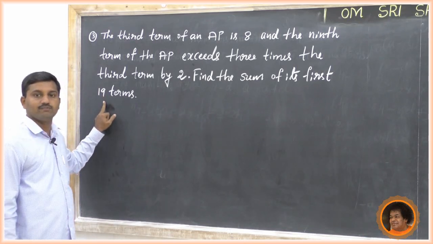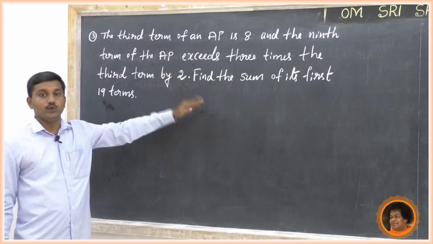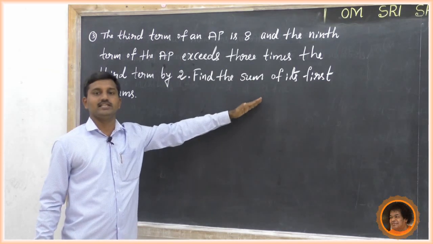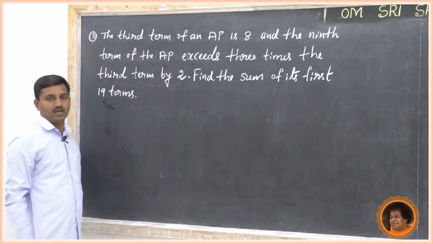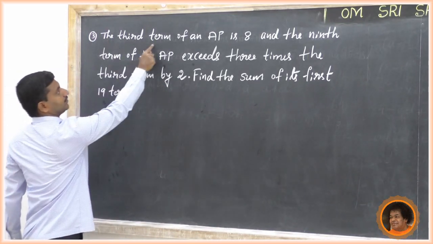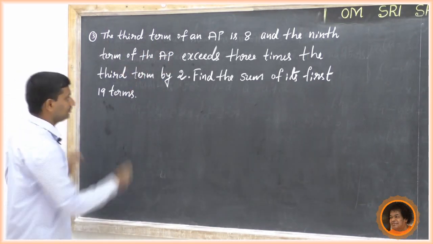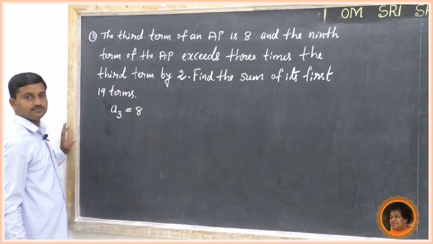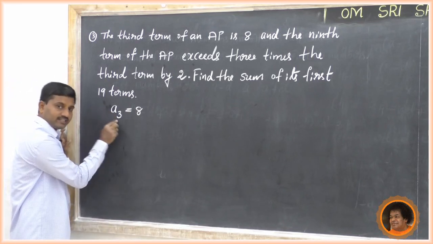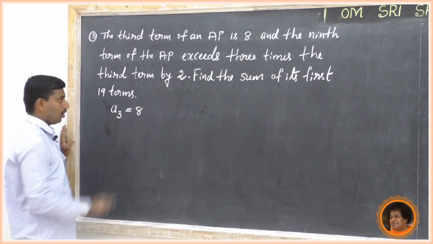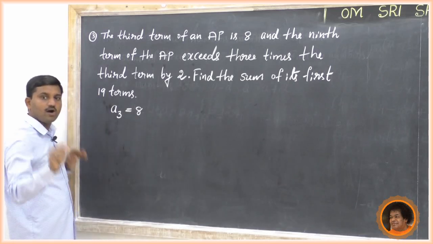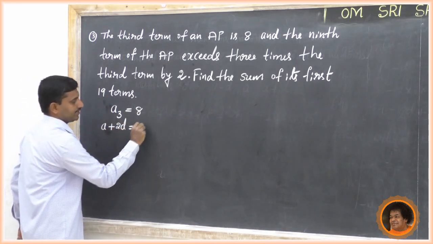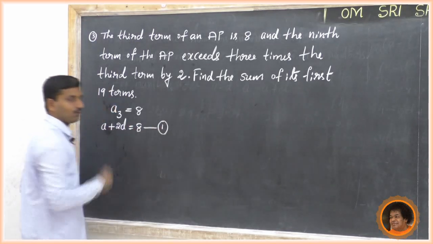What is the value of a, first term, and common difference d? With respect to the given conditions, we have to find the value of a as well as d. Then substitute the values of a and d in the formula. So first condition: the third term of an AP is 8. How to write the third term? Third term, that is a3. So a3 equal to 8. So a3 means n equal to 3, a plus n minus 1 into d, or a plus 3 minus 1 into d, or a plus 2d. Or simply we can write it as a plus 2d equal to 8. Let it be equation number 1.